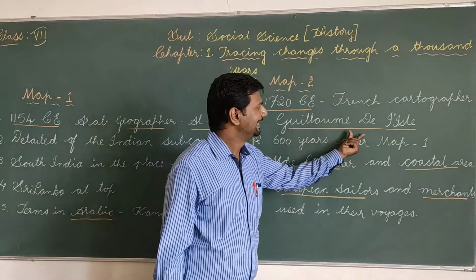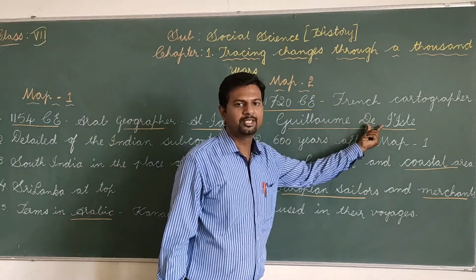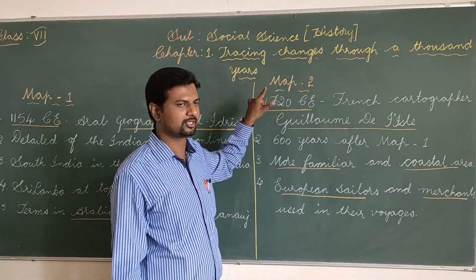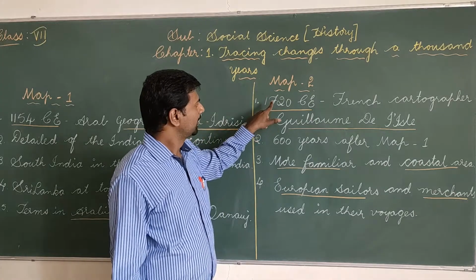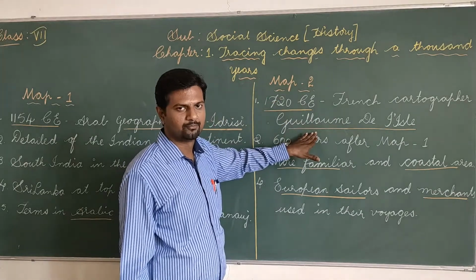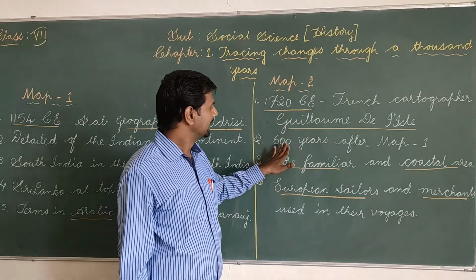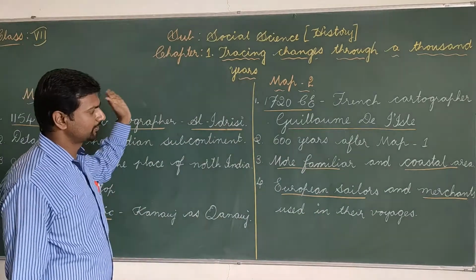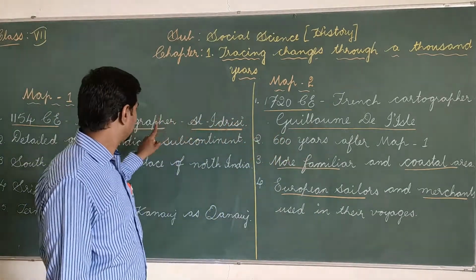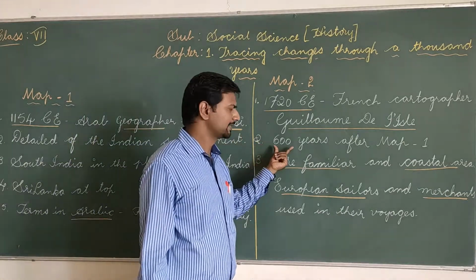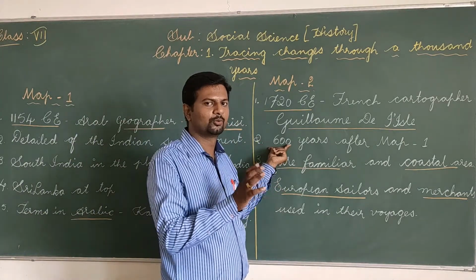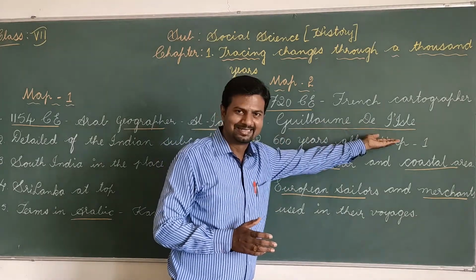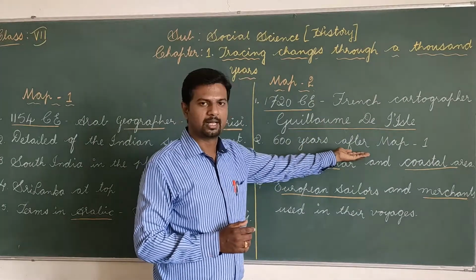So Guillaume d'Islay is the name of the French cartographer. He formed map 2, which is in your textbook, 7th standard students. Map 2 has been formed by this person, and it was formed 600 years after map 1. So after Al-Idrisi, it took 600 years; he was not going to prepare that. After 600 years, Guillaume d'Islay formed this one map.